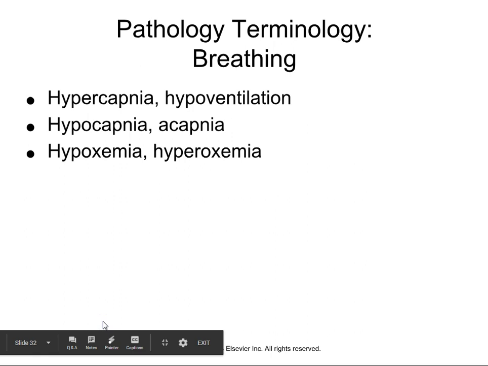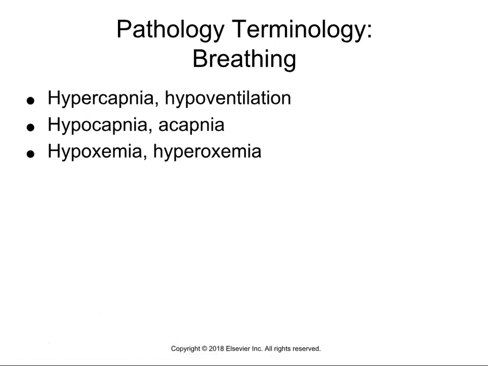Next, we have the term hypercapnia. Hypercapnia means greater than normal amounts of carbon dioxide in the blood. We talked about on the last slide how carbon dioxide contributes to acidity of the blood. So hypercapnia lowers the blood pH level. Hypoventilation means below normal aeration of the lungs. Hypoventilation results in hypercapnia. So hypoventilation causes hypercapnia.